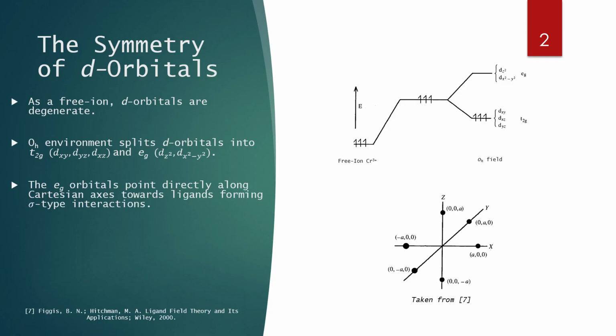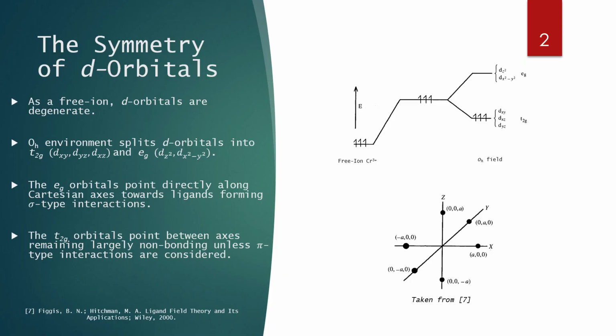The EG orbitals are destabilized as they point directly along the Cartesian axes towards the ligands, and they form sigma-type interactions. The T2G orbitals then point between the axes and remain largely non-bonding unless pi effects are considered. Now the separation between the T2G and EG set is commonly defined as 10dq or delta octahedral. Electronic transitions between these d orbitals are then commonly referred to as d to d transitions.